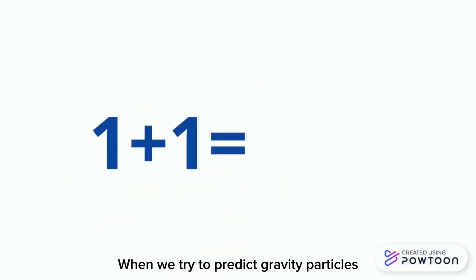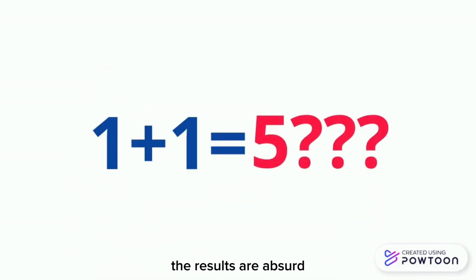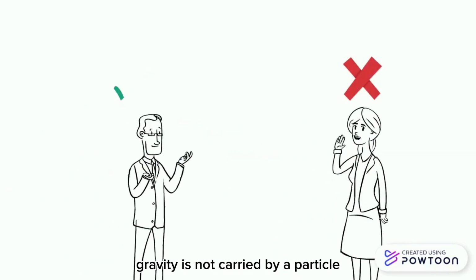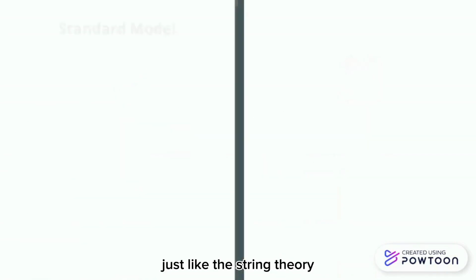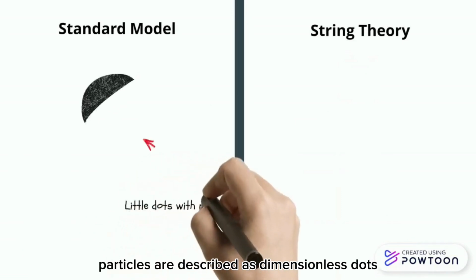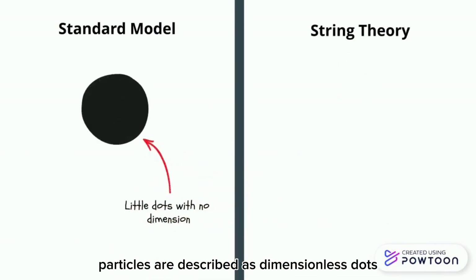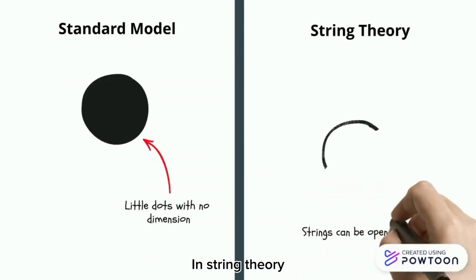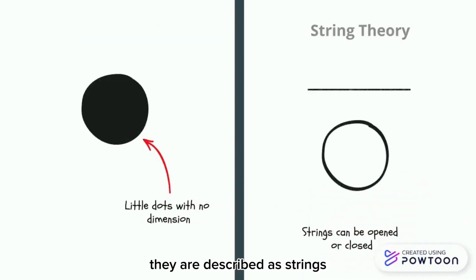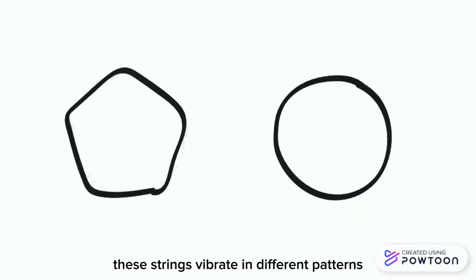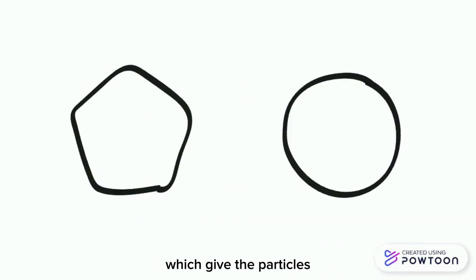When we try to predict gravity particles called gravitons, the results are absurd. That's why some scientists think gravity is not created by a particle, but the ones that do create theories, just like the string theory. In the standard model, particles are described as dimensionless dots, with different masses and charges. In string theory, they are described as strings. These strings vibrate in different patterns, which give the particles their different characteristics.